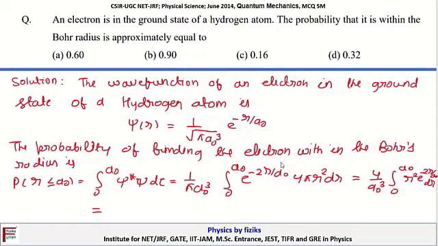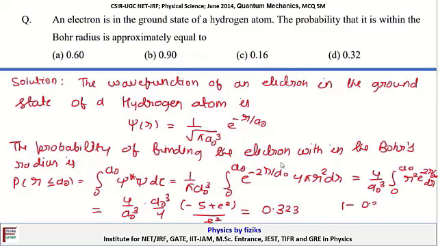So this would turn out to be 4 a naught cube by 4 minus 5 plus e square divided by e square. And when we solve this value, it turns out to be 0.323. So the probability of finding the electron outside the Bohr radius would be 1 minus 0.323. So this value for outside would be roughly 0.68 something. Okay. For this problem, our correct answer is option D.